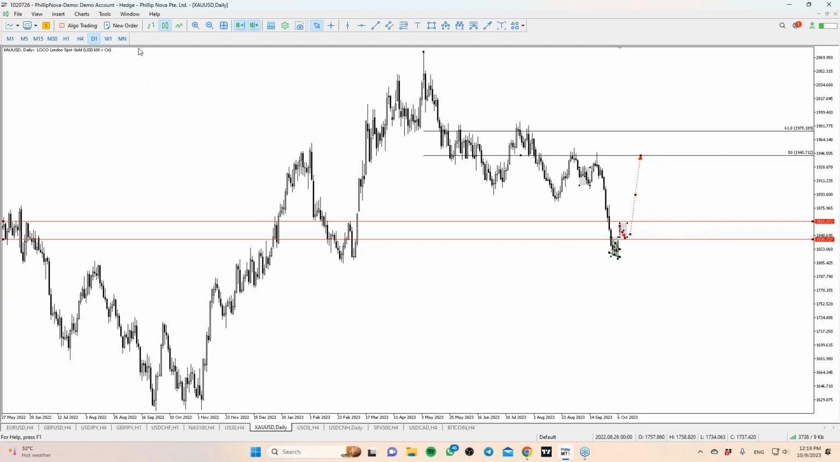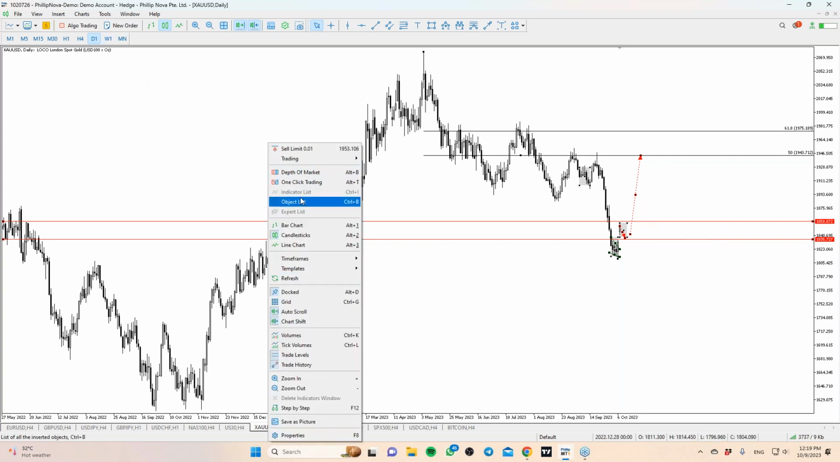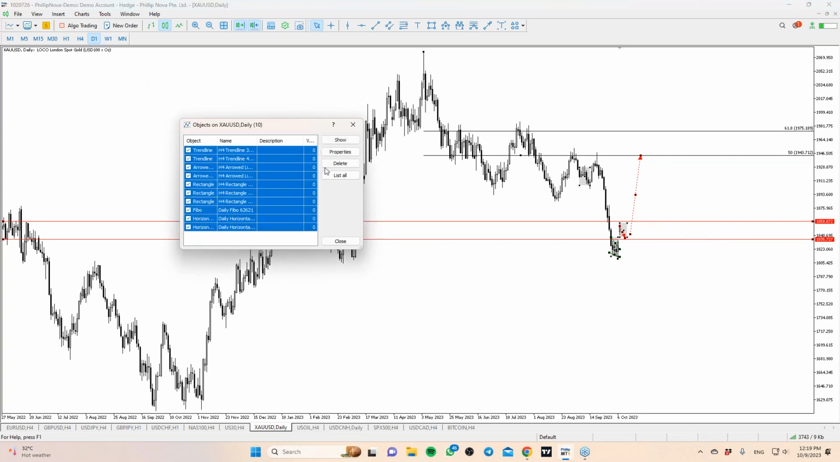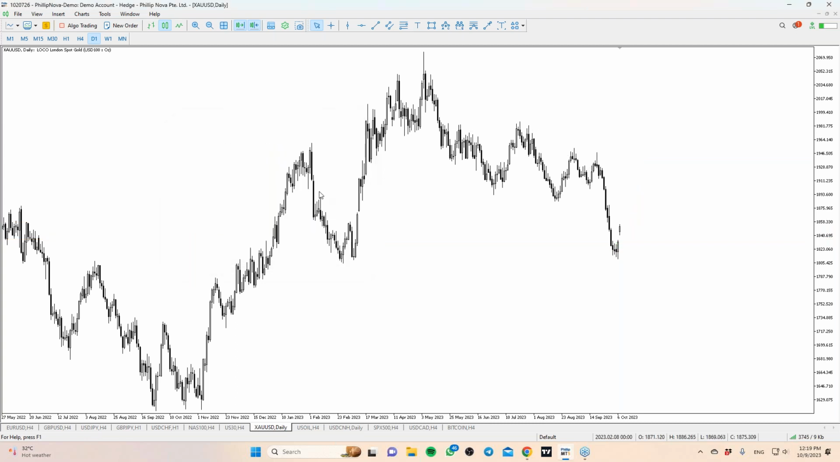Okay, so gold is definitely one asset that you want to pay very, very close attention to going forward. This is even from a short term all the way building up into a long-term opportunity.